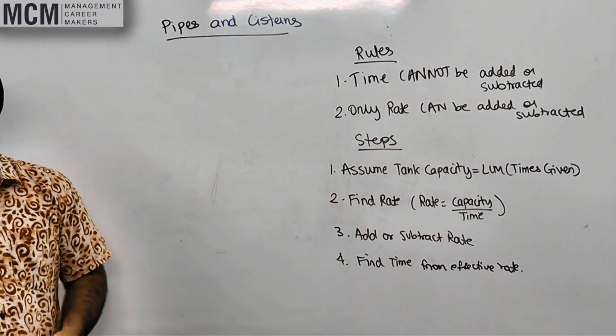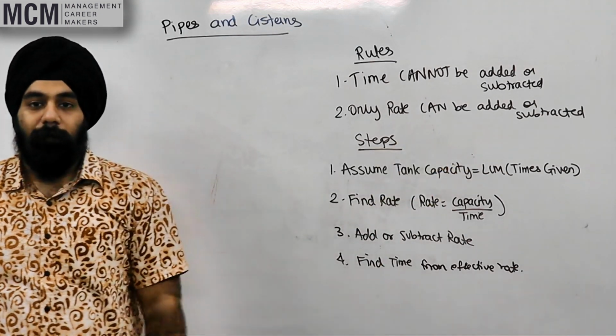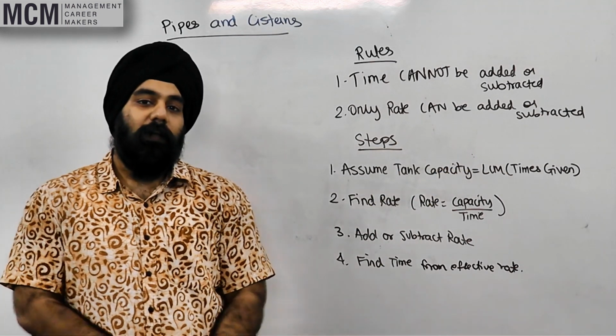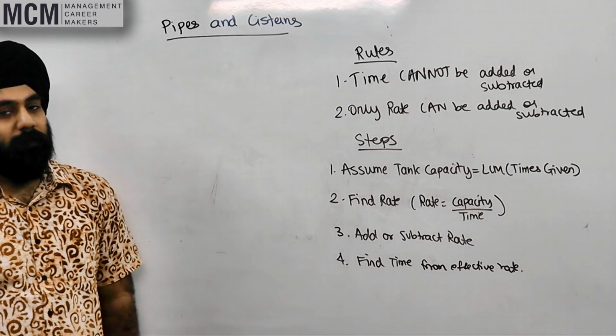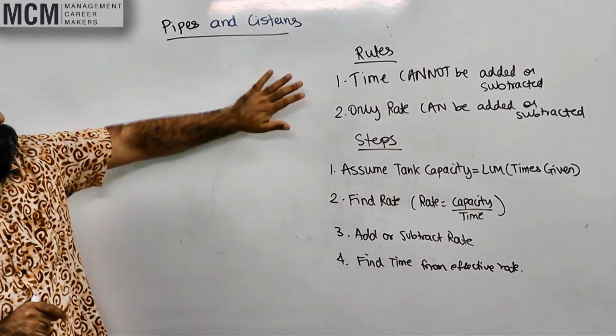What would we do over there? We would assume the number of bricks that they are building. That is, they have a wall. The number of bricks that they are building is the LCM of the times which are given, that is the LCM of 4 and 5. The same thing we will do over here.